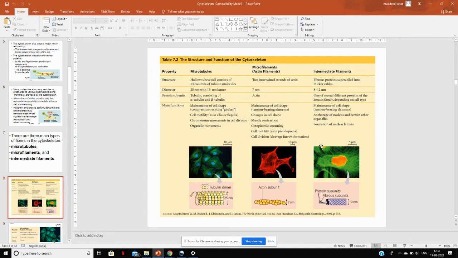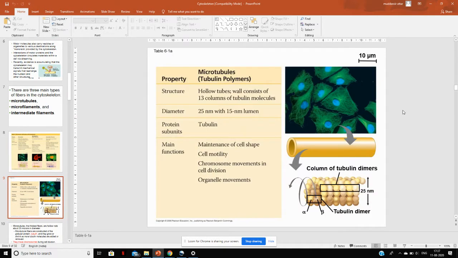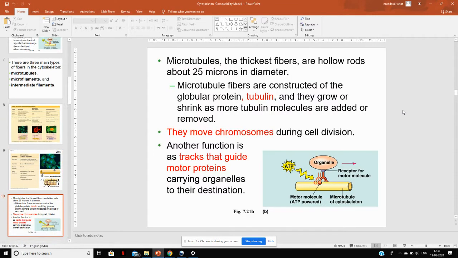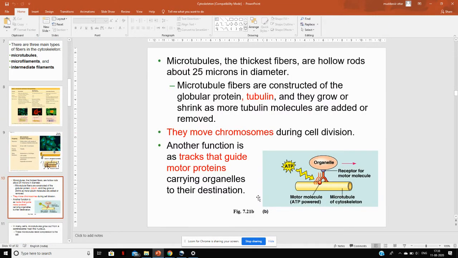That is how the basic difference between the three types of cytoskeletal structures you can see there. Okay, individually the same thing is mentioned here. You can see, and the thing which I was talking about is the organelle movement. It will be taken with the help of microtubules. Okay, thickest are hollow rods about 25 microns in diameter, and as might be known, they consist of tubulin dimers, alpha tubulin and beta tubulin.